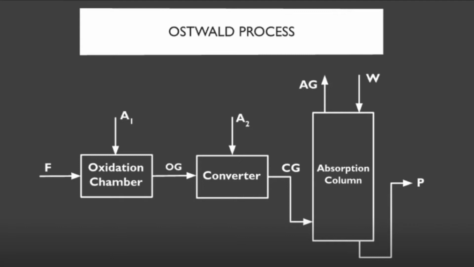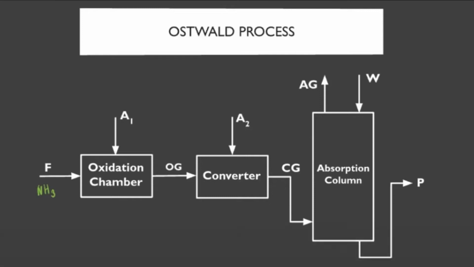In this video, we will be focusing on the production of nitric acid through the Ostwald process. Shown here is a simplified diagram of the Ostwald process. It contains three basic steps: the oxidation step, performed in the oxidation chamber, the conversion step, performed in the converter, and the absorption step, performed in the absorption column. We will be discussing each of the steps separately, and we will also be solving examples for each of the steps. The overview of the process is our feed is pure ammonia, which goes through the oxidation chamber.